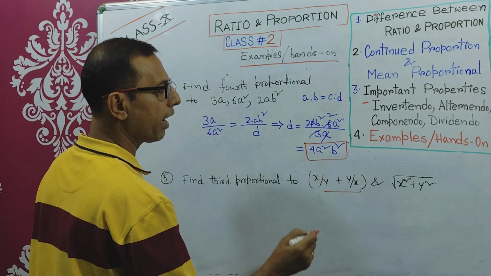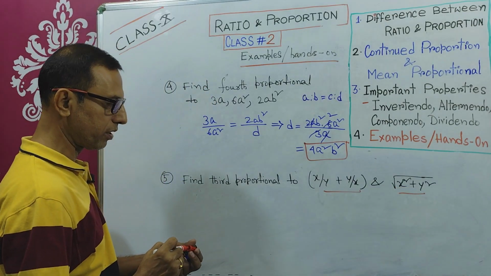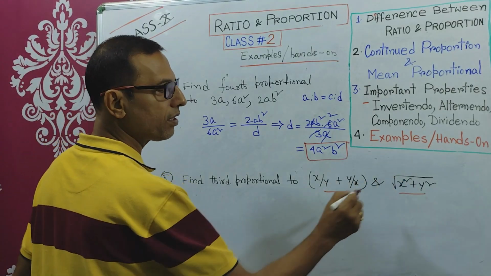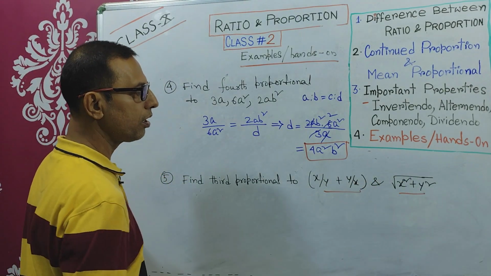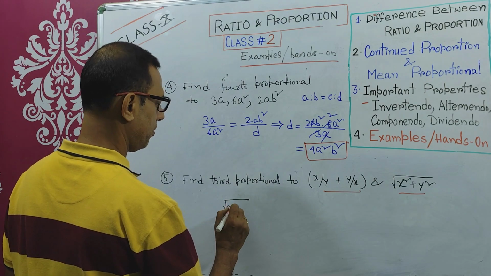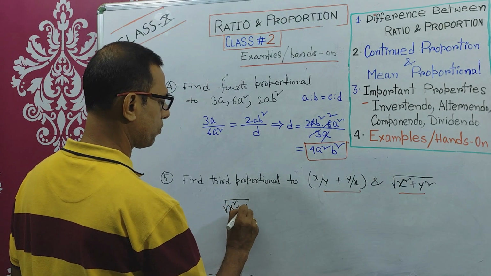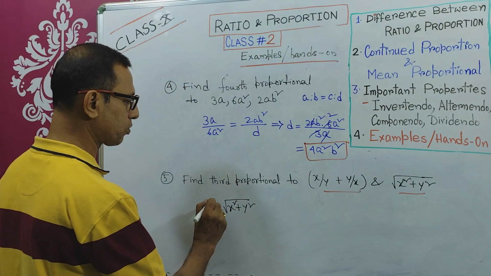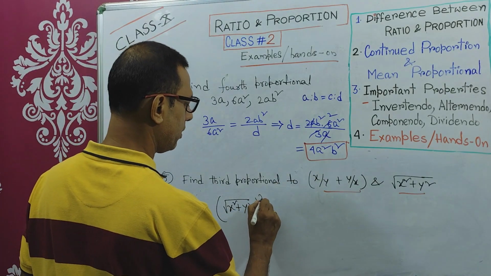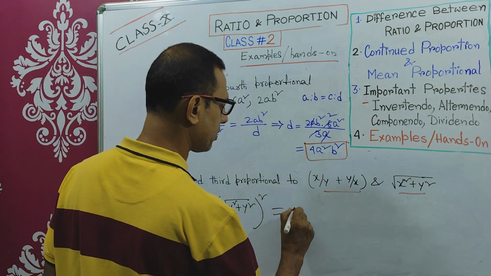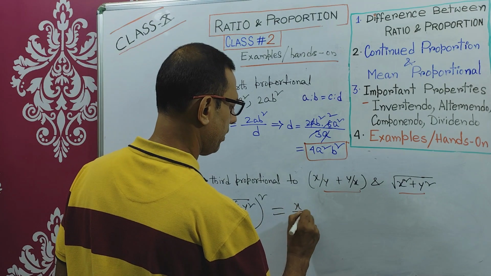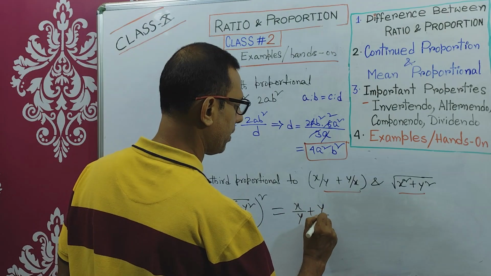Find the third proportional to x by y plus y by x. This is one element, and another element is root over x square plus y square. So what is the third element? This is the mean proportional. That means root over x square plus y square whole square. So basically it is b square equals ac form. So b square equals the product of extremes. That means x by y plus y by x.